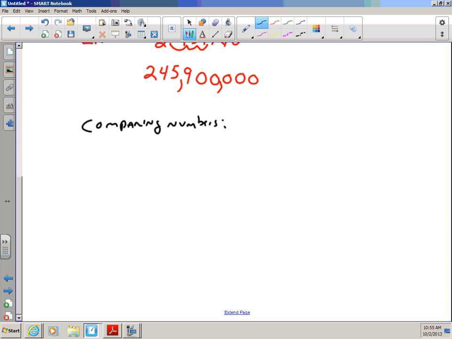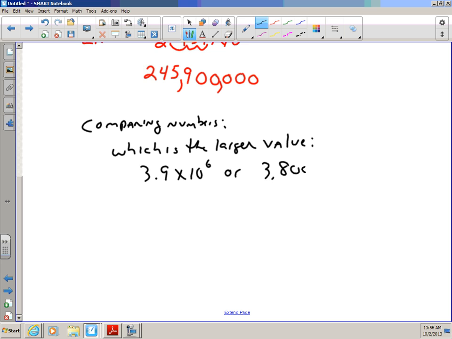Now, the other point in dealing with scientific notation is comparing numbers. We've dealt with comparing numbers in a number of situations. If I have one unit of weight in pounds and another unit of weight in kilograms, that's not really helpful to me. So I want to convert them to the same basis of comparison. So if I wanted to know which is the larger value, 3.9 times 10 to the 6th or 3,800,000, I have 2 ways I can go.